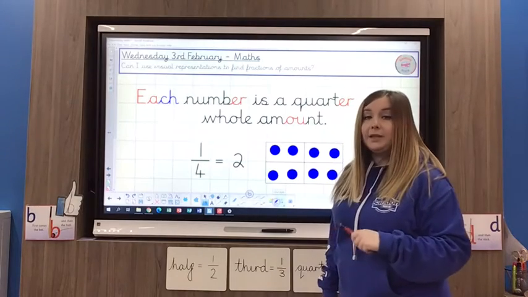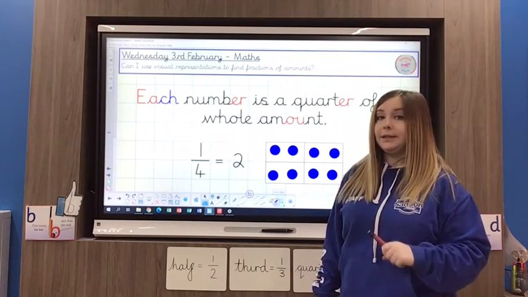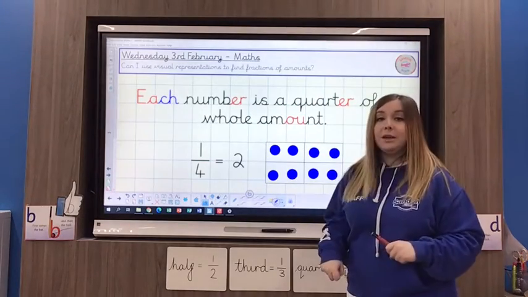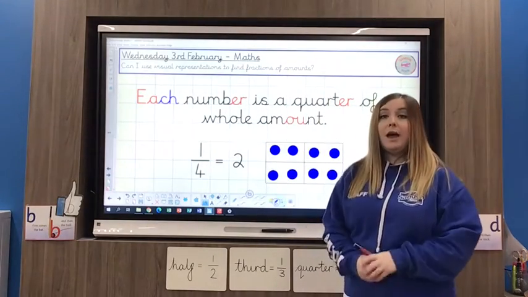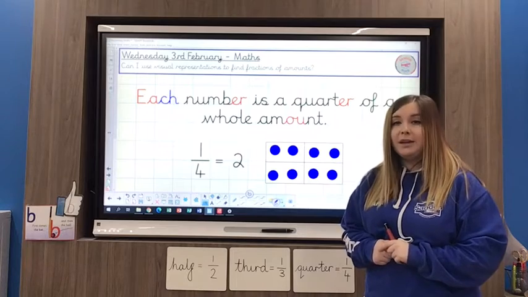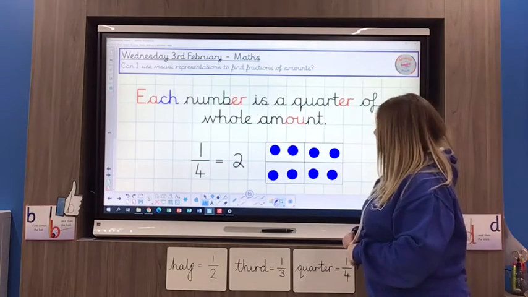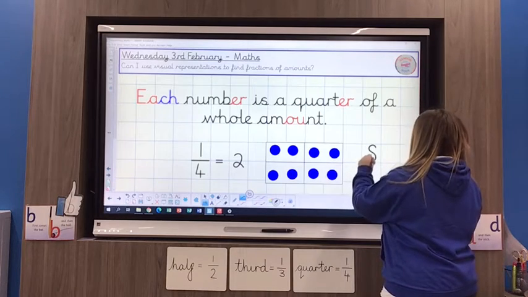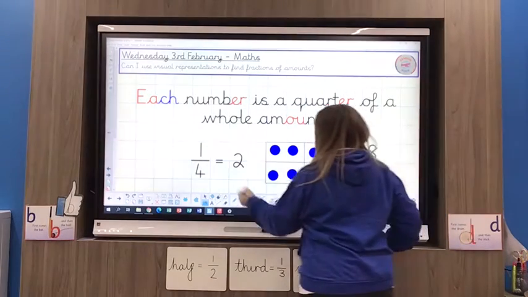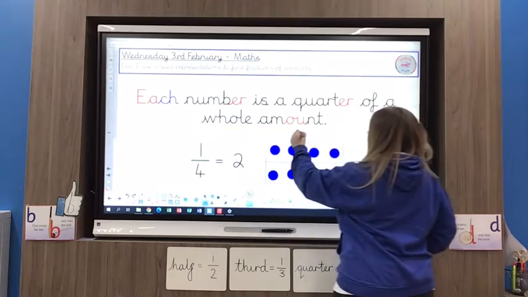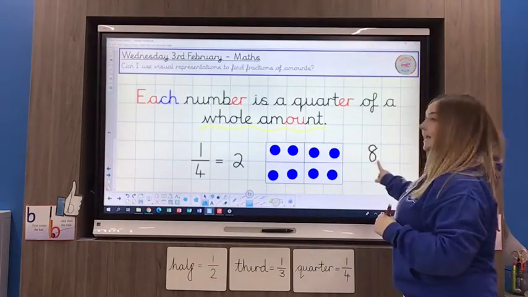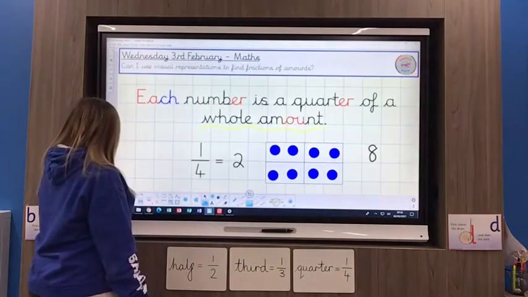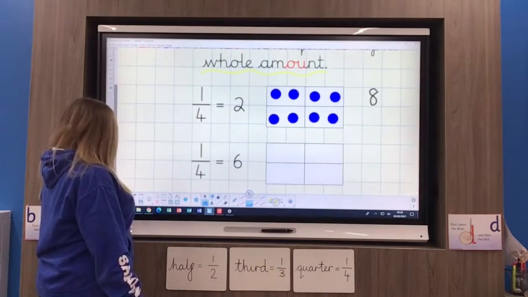So each quarter has got the same amount now. And now if I counted all of my dots, it would tell me what the whole amount was. So how many dots are there all together? There are 8. So my whole amount is 8. Let's do one more before we go to your booklets.